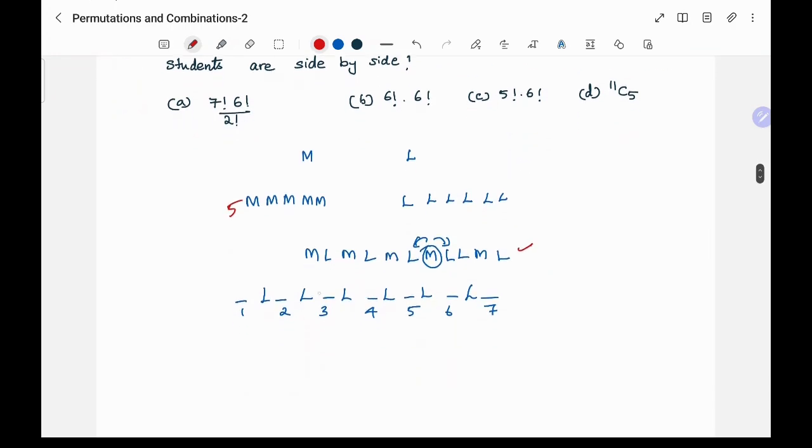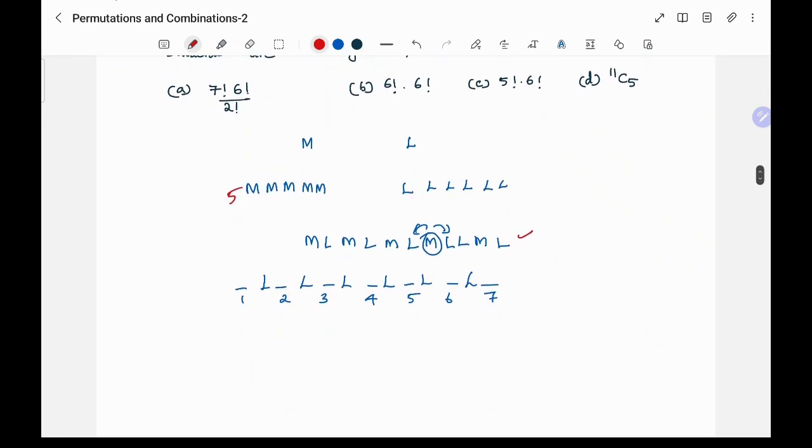So no two MBA students will be together, because only if there are two MBA students in a gap between two law students can they sit together, right? But I have restricted it to one per gap, so only one MBA student can sit in between two law students. So whatever the question constraint states, that is satisfied. But how many ways can I do this? So there are 7 places. I need to pick 5 of them. So I have to pick, meaning choosing. Choosing is combination. So it is 7C5.